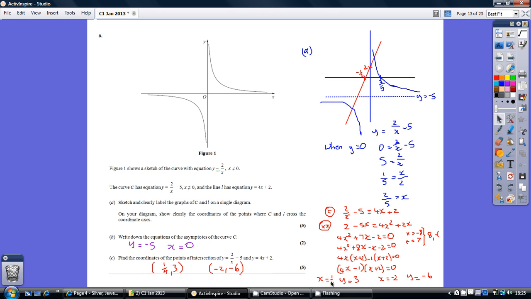So our x values are a quarter, because that makes this first bracket 0, and minus 2 making this second bracket 0. And then we've got the y values by substituting into the simpler of the two, which is y equals 4x plus 2. So I've substituted in a quarter and minus 2 into this to get 3 and minus 6. So they are our answers, they're our coordinates.